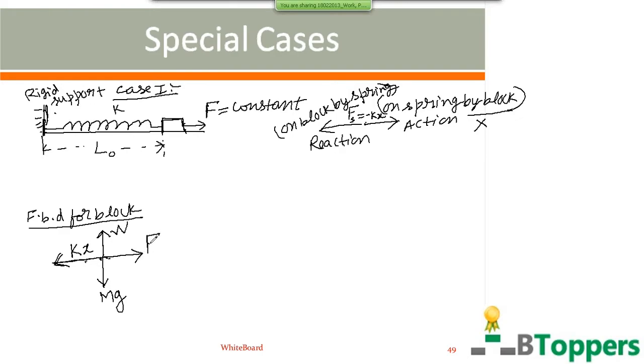Kept left with the magnitude of the constant force applied on the block by an external agent, which acts towards right. So it should also be shown in the free body diagram for the block. So to find the kinetic energy of the block at any instant during subsequent motion, we can apply the work energy theorem.